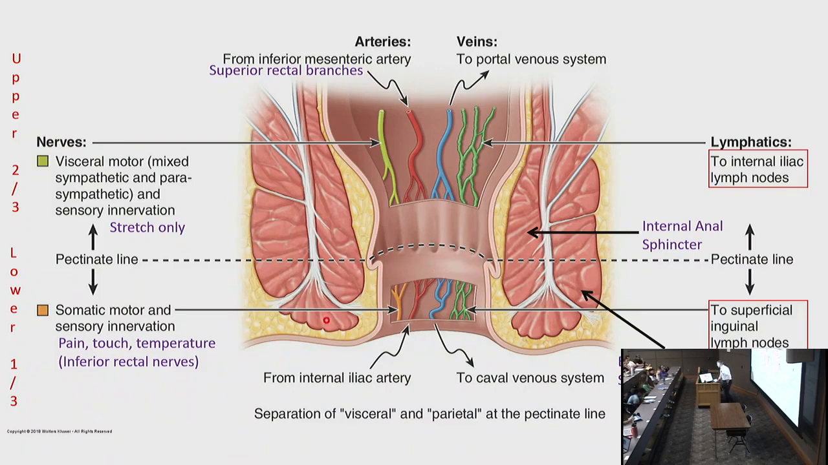We go below the pectinate line, and then we're going to get somatic motor and sensory from the pudendal nerve, and that's going to give us pain, touch, and temperature. And those are those inferior rectal nerves coming off of the pudendal as it's going through the obturator canal.